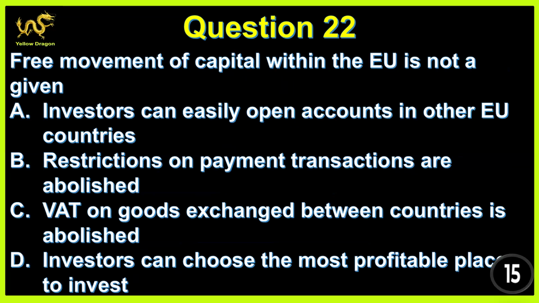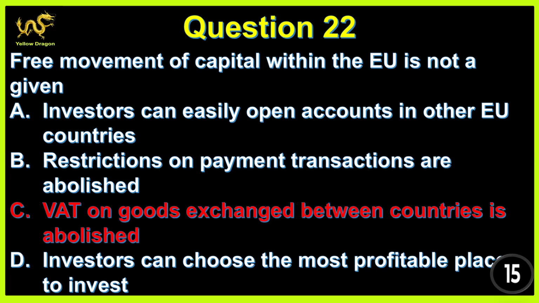Free movement of capital within the EU is not a given: A. Investors can easily open accounts in other EU countries. B. Restrictions on payment transactions are abolished. C. VAT on goods exchanged between countries is abolished. D. Investors can choose the most profitable place to invest. VAT on goods exchanged between countries is abolished.